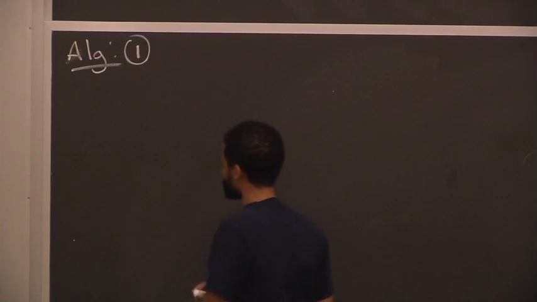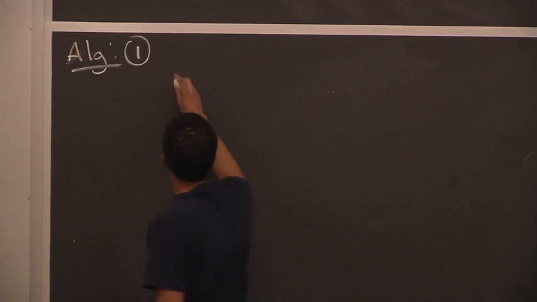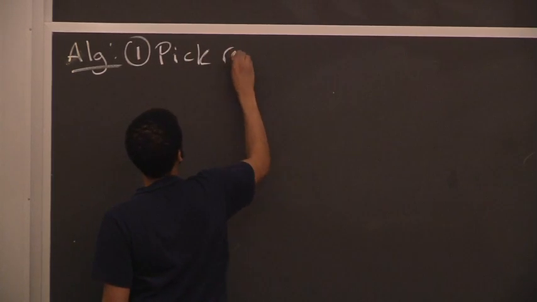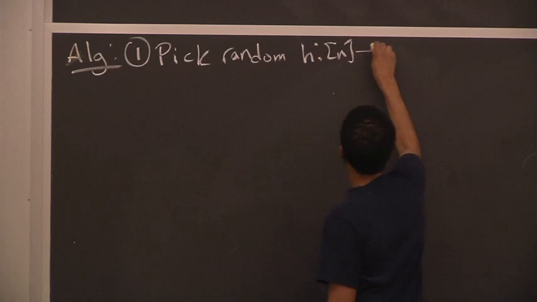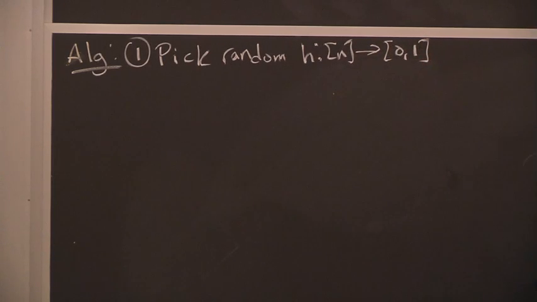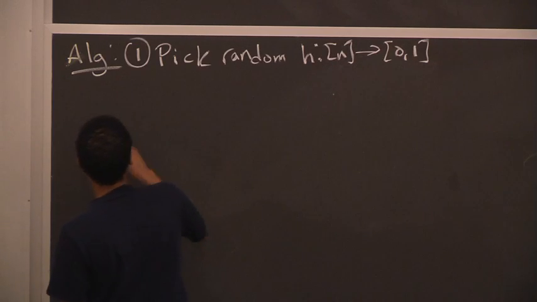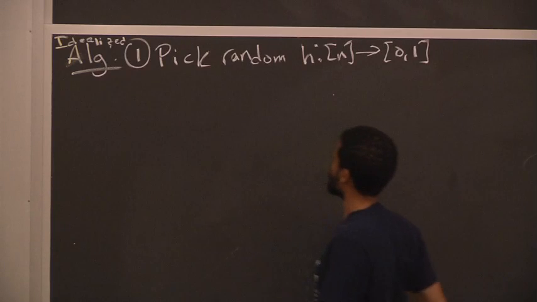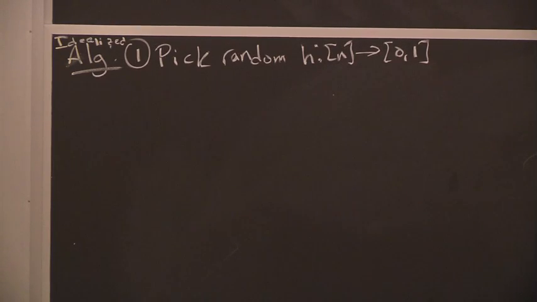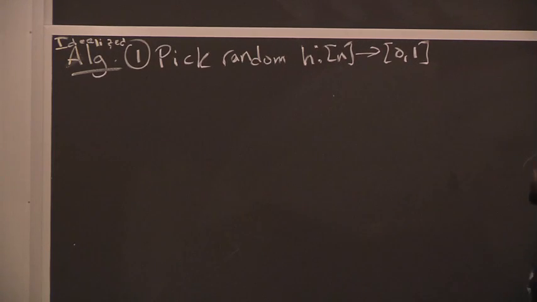So the first thing we're going to do is pick a random h mapping the input universe into the continuous interval from 0 to 1. Okay, so I should have put that this is the idealized algorithm. So already there's something wrong with this algorithm, right? I mean, what's wrong with step 1? There are two things wrong with step 1. Right, so yeah, I guess that sums up both problems.